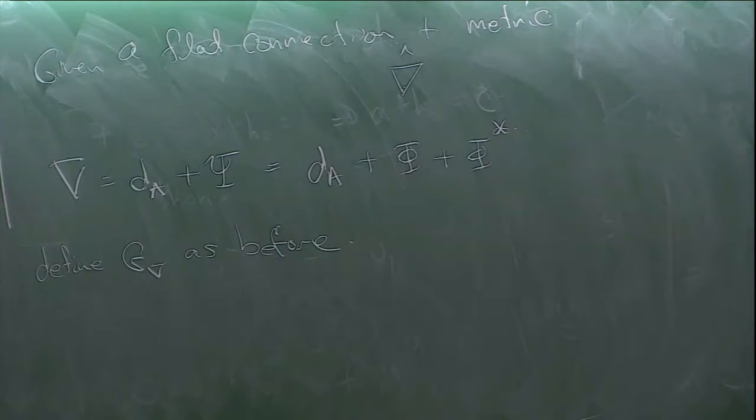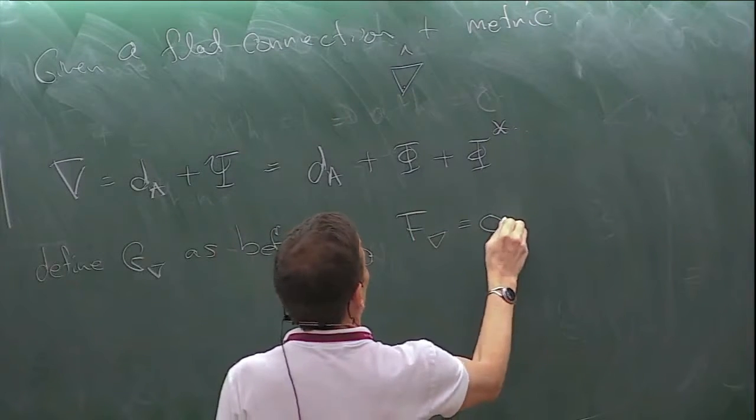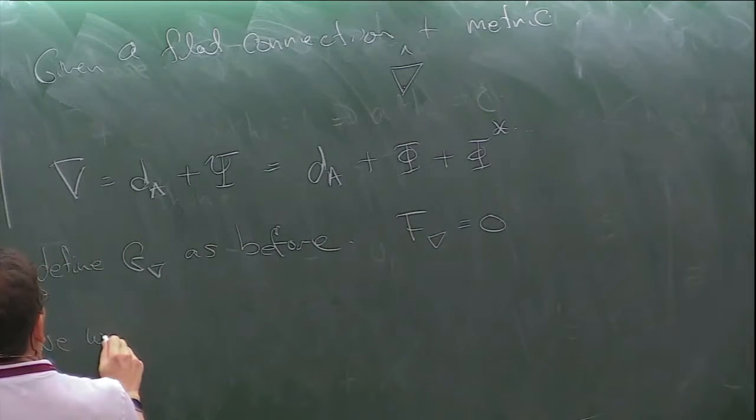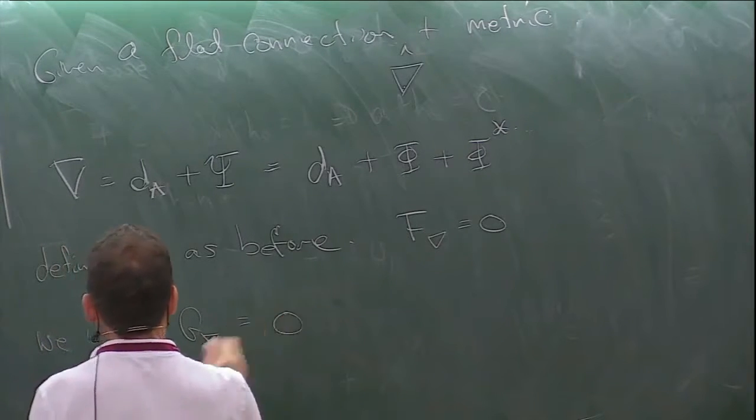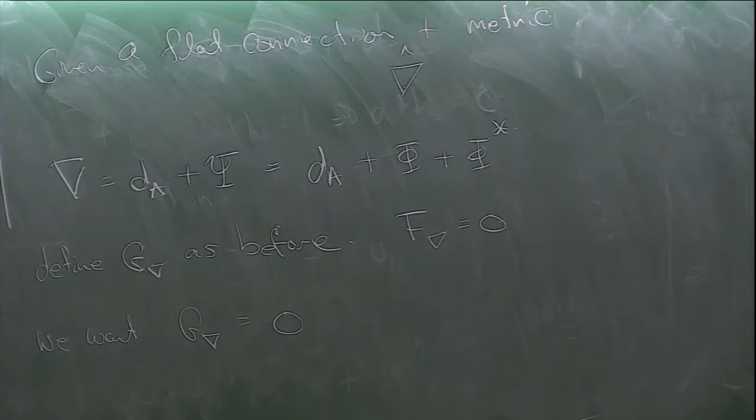So it's a flat connection, so I already know that the curvature is 0. F nabla is 0. And we want G delta to be 0, because that will say that it comes from the Higgs bundle. So if this is 0, again, this is enough to show that this is the decomposition of a Higgs bundle, right? Because then all the conditions are satisfied. The D-bar operator of A defines an integrable structure, defines a holomorphic bundle. E is holomorphic with respect to that, and it satisfies this. Okay, so we would like to show this.